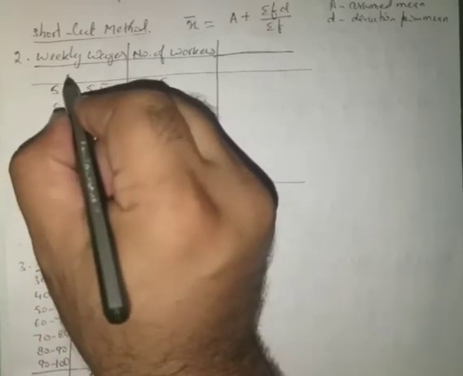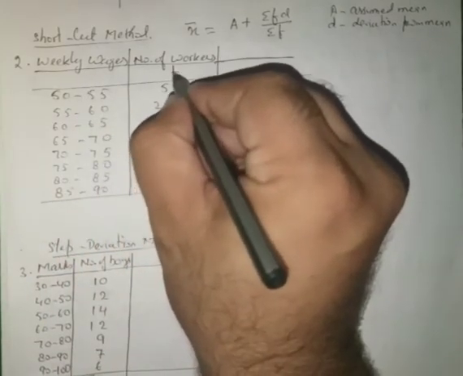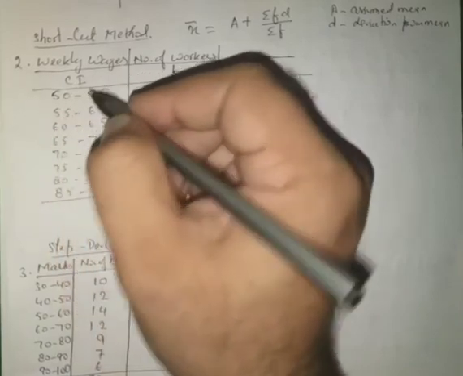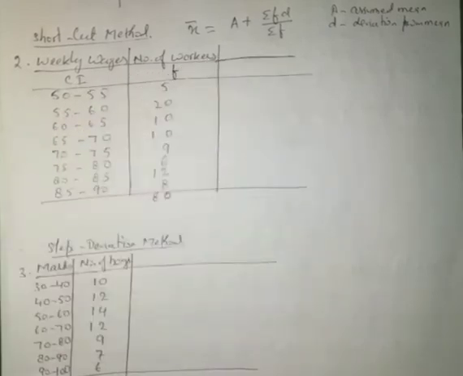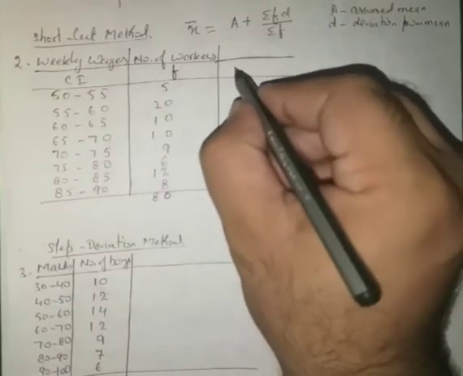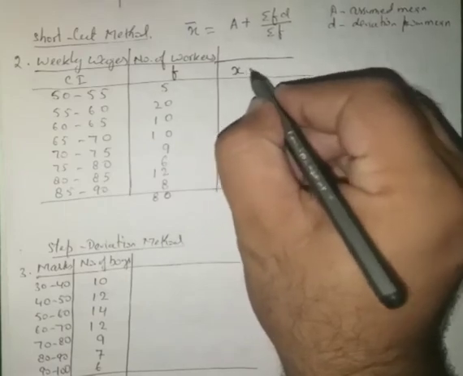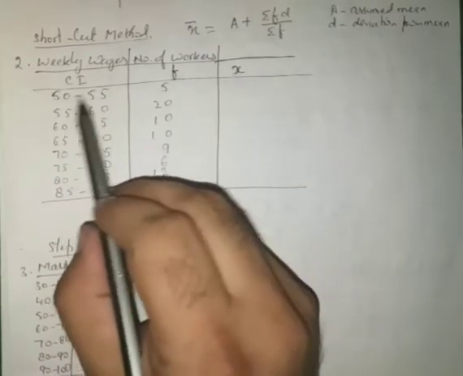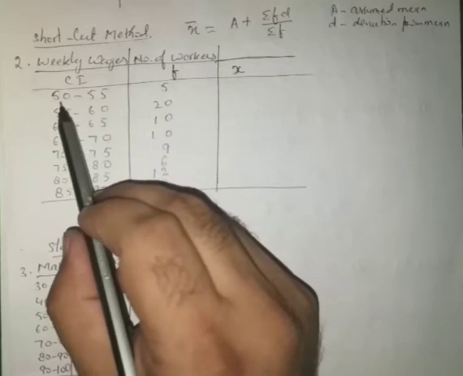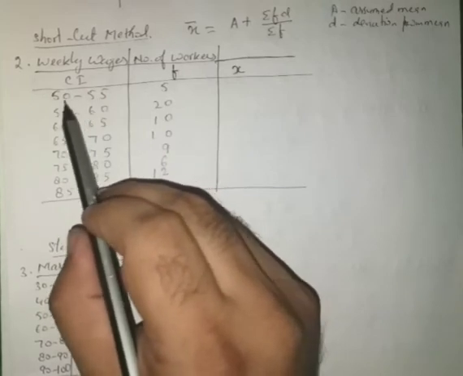For this I am taking question number two. In this, weekly wages are given and the number of workers is given. The number of workers is called f, and weekly wages are given in the form of class intervals. Now we will write the value of x. Once again, x is the midpoint of these two, so 50 plus 55 over 2.